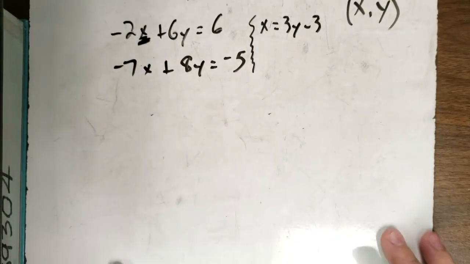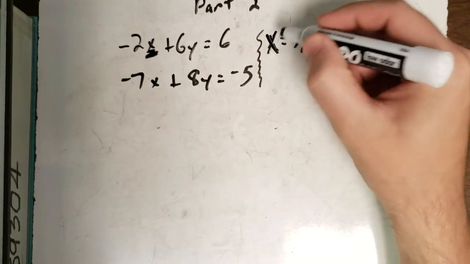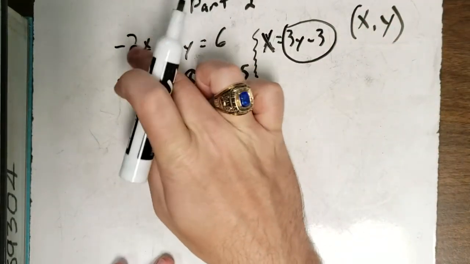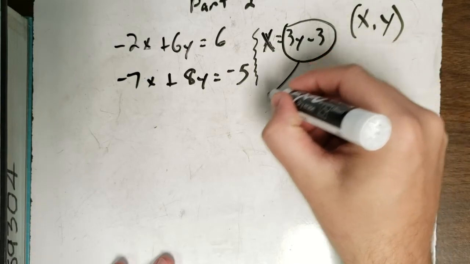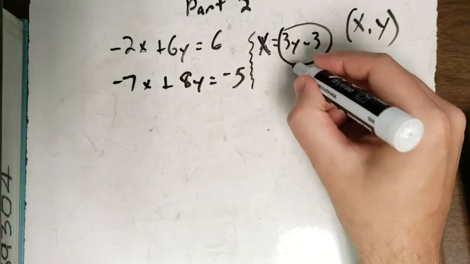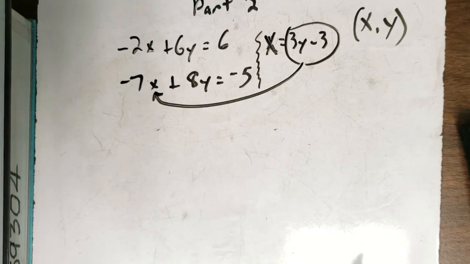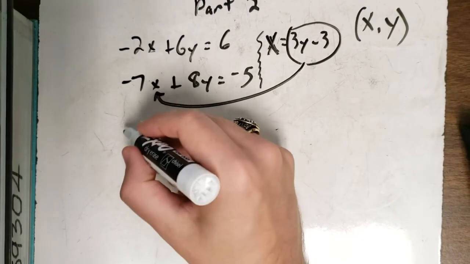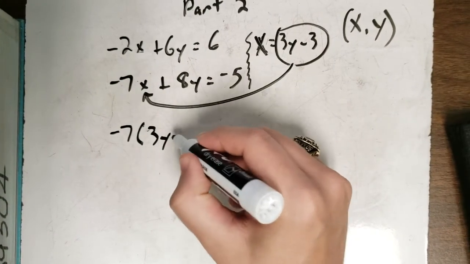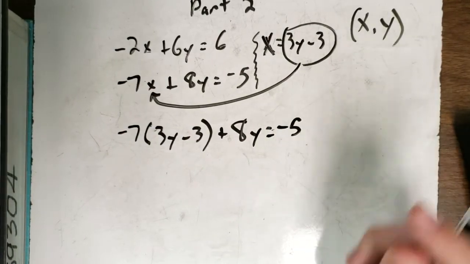Okay. So now x is by itself, I can take this whole thing and plug it in to my x here, okay? So let's rewrite that line. I need all the room I can get. Let's rewrite our problem. -7, and instead of x, I'm rewriting this here. Parentheses, 3y minus 3. Plus 8y equals -5, okay?